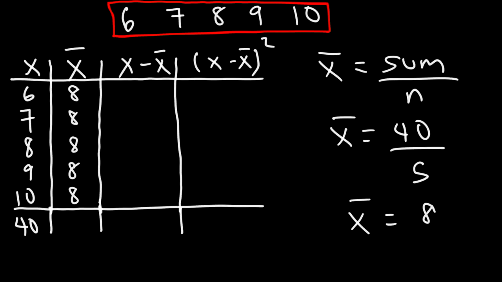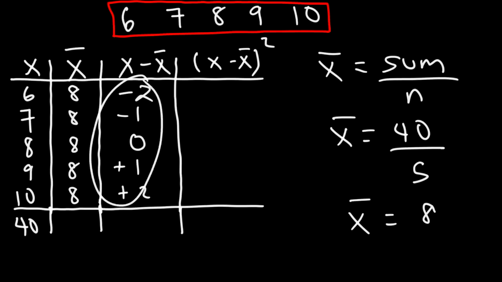Now let's calculate the deviations. So this is going to be x minus x bar. Here it's going to be 6 minus 8, which is negative 2. And then 7 minus 8, which is negative 1. 8 minus 8 is 0. 9 minus 8 is positive 1. 10 minus 8, positive 2. Now if we add up the deviations, negative 2, negative 1, 1, and 2, it's going to add up to 0.